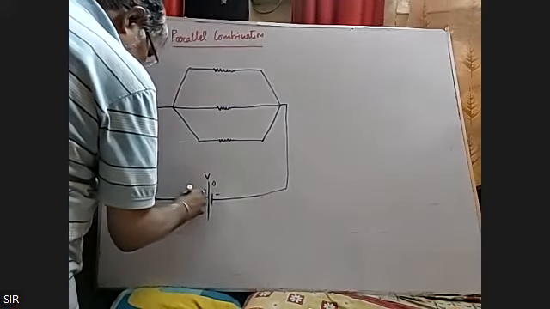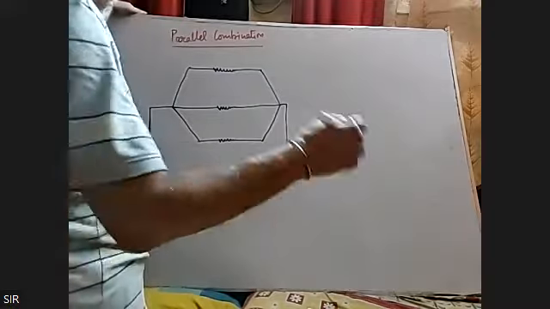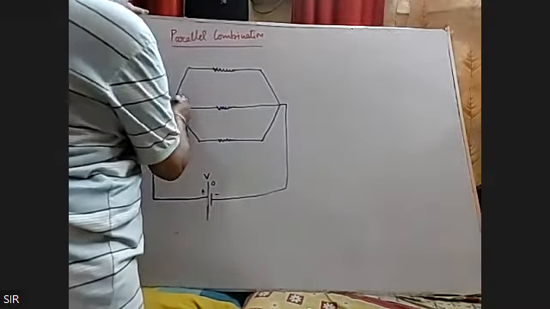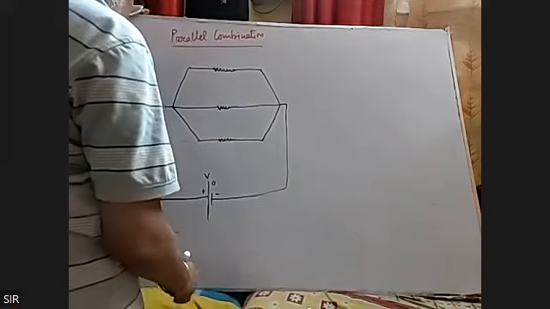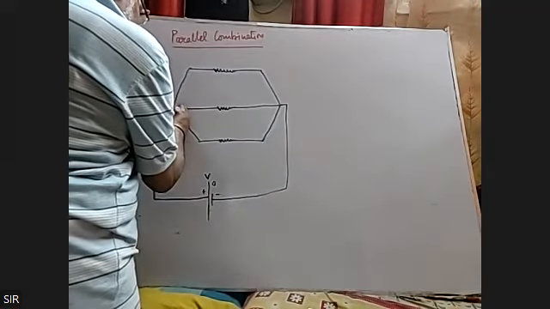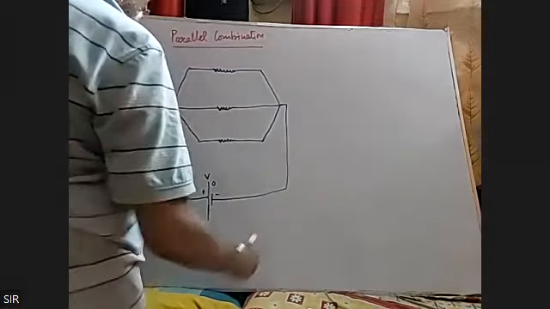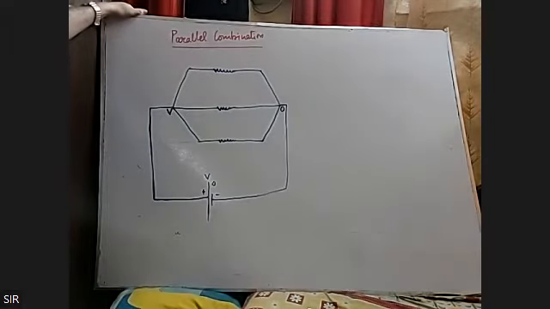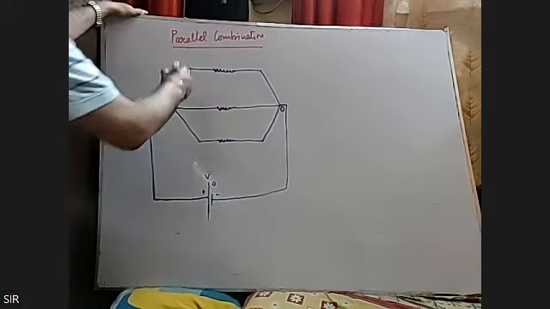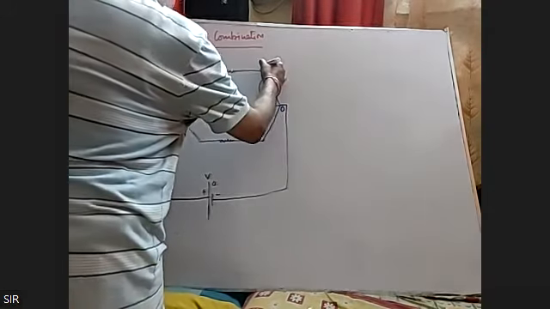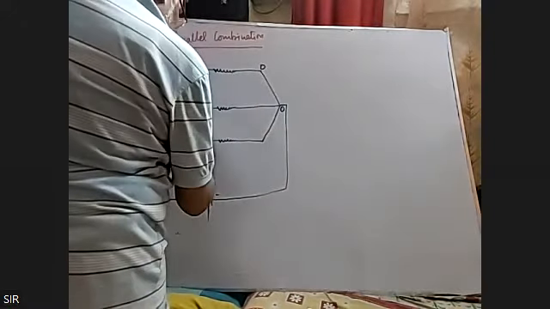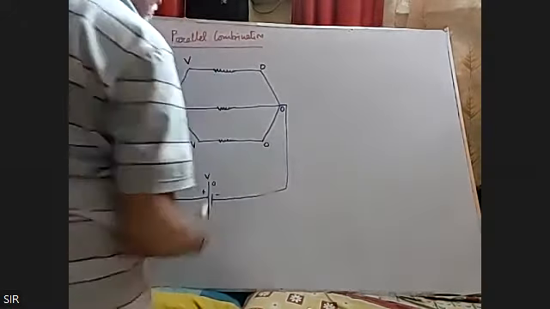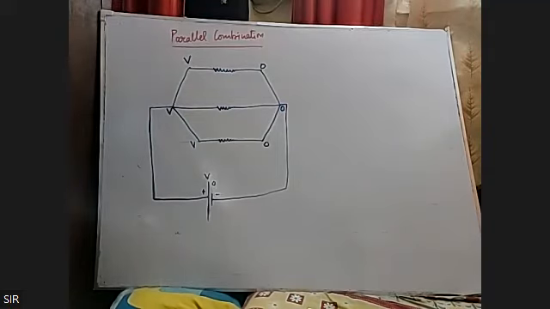We are assuming that these have no resistances. Though connecting wire will have some resistance, we are taking an ideal condition that these connecting wires don't have any resistance. So the potential at this point will be V, and the potential at this point will be 0. Potential at this point will be V, potential at this point will be 0. Clear? That means potential is not getting split.